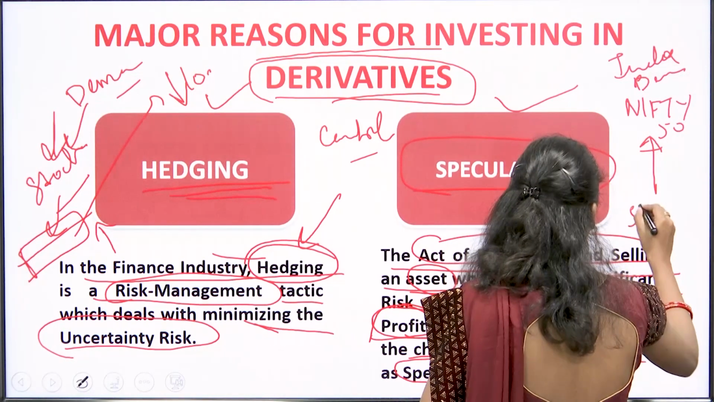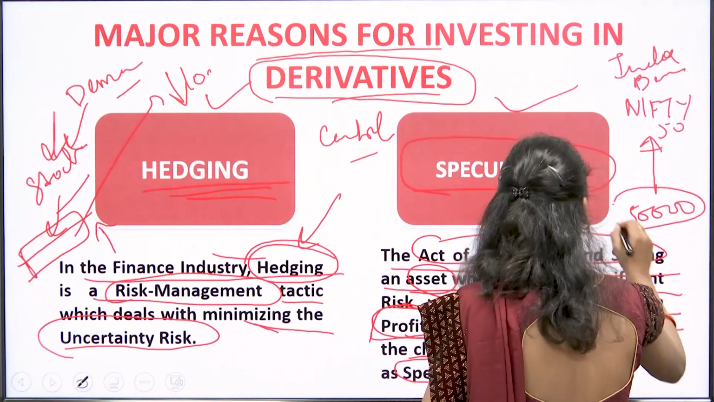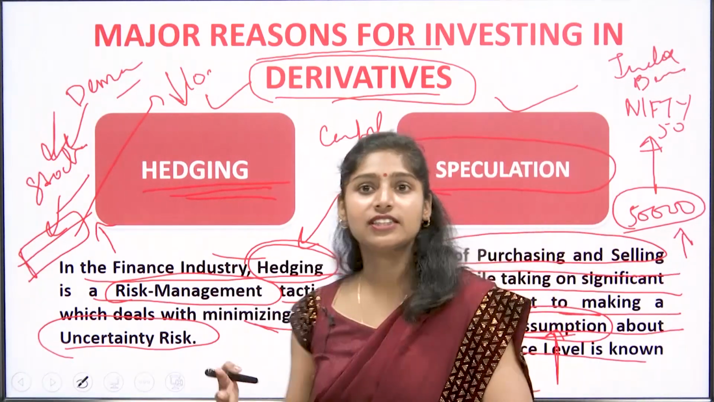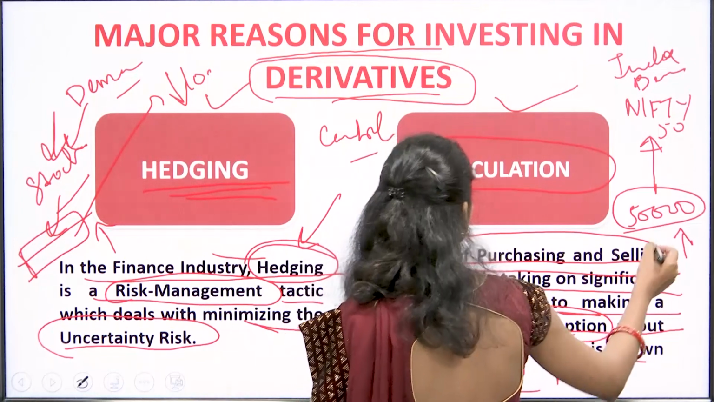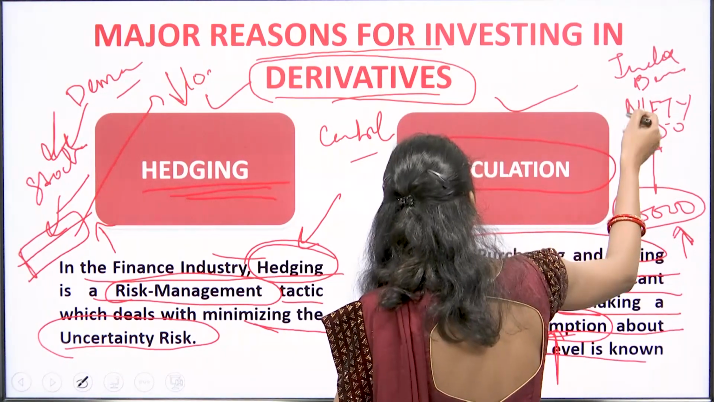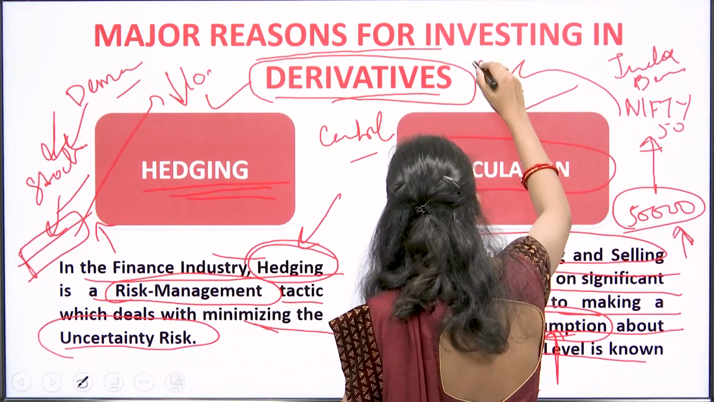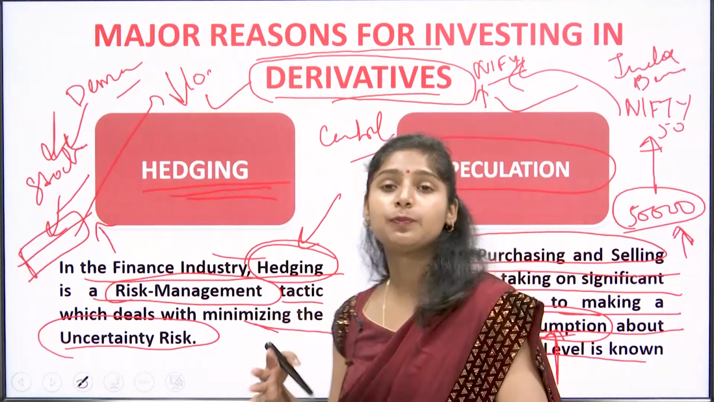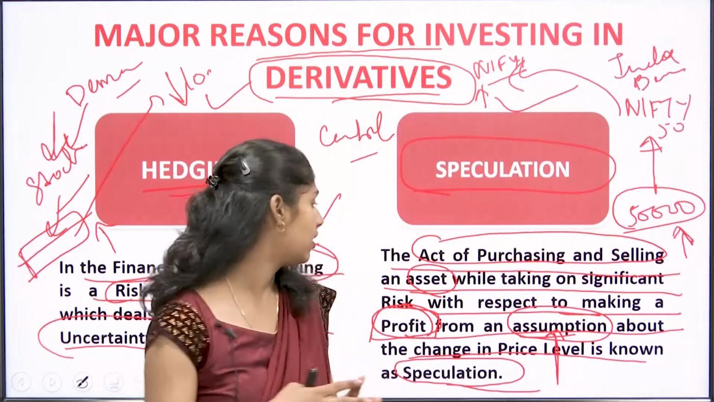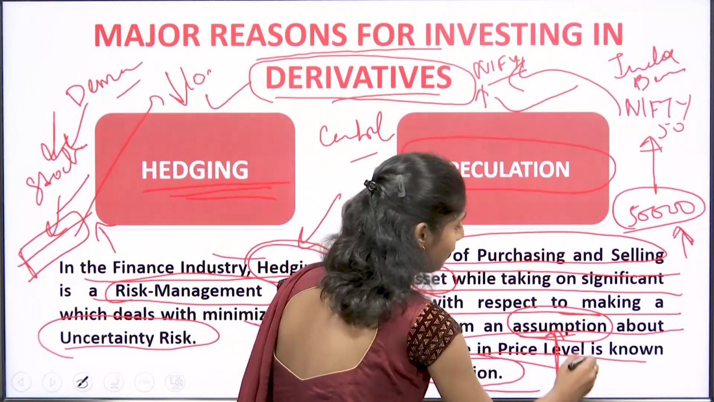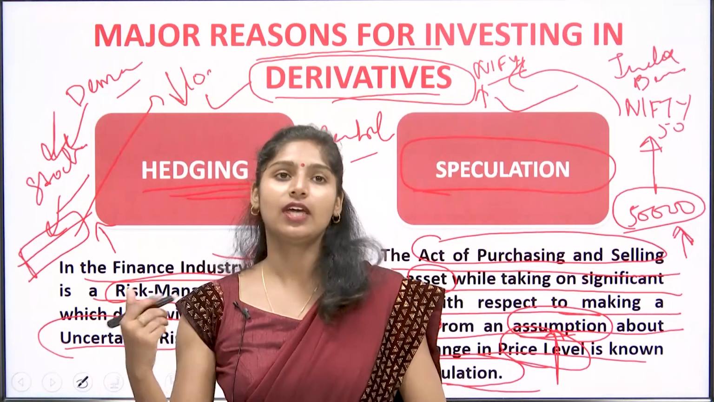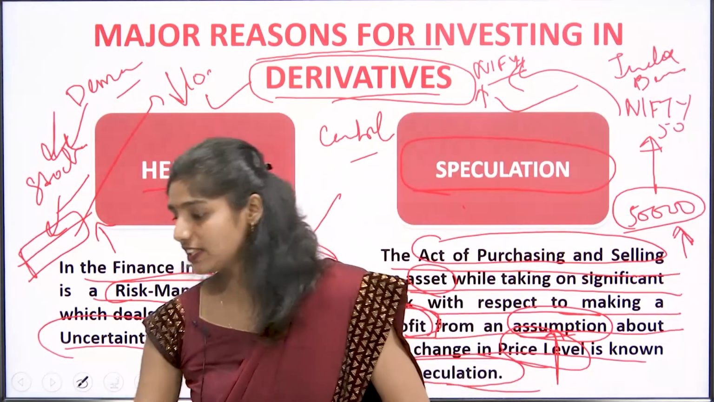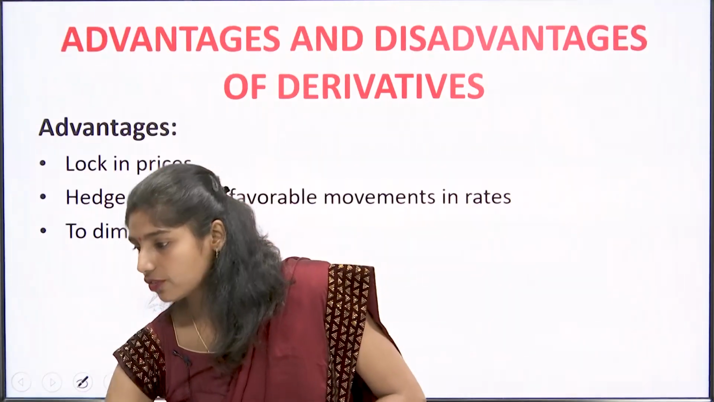Suppose I am taking an example, 50,000 is the value and you are assuming the Nifty value will increase in this duration. So, automatically your Nifty derivative will also increase. So, this is a kind of speculation you are making, a kind of assumption with respect to changes in the price level, and you are trying to gain more and more profit through this method. So, these are the major reasons for investing in the derivative trading market.